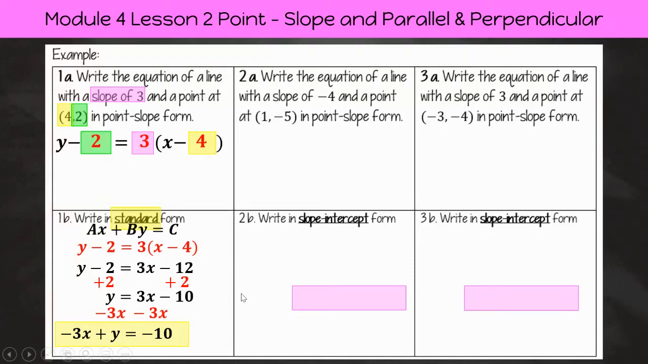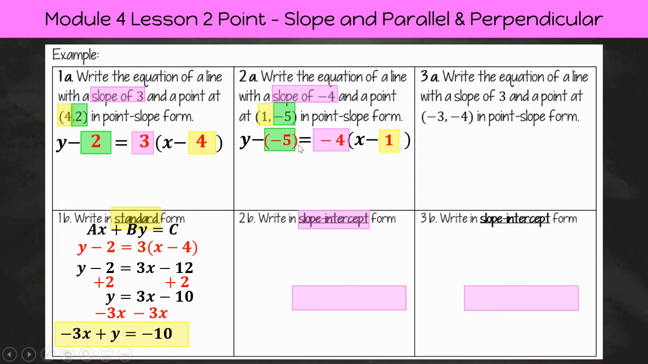Okay, let's look at 2a. In 2a, we have a slope of negative 4 and a point at (1, negative 5). Now we're going to plug this into our point slope form. So I have y minus a negative 5 is equal to negative 4, which is my slope, multiplied times x minus 1, my x value in my point.